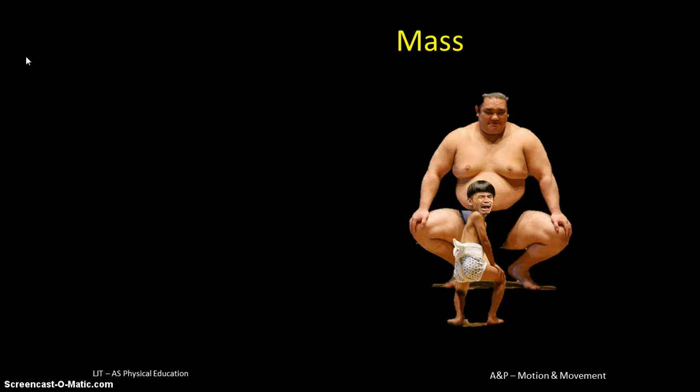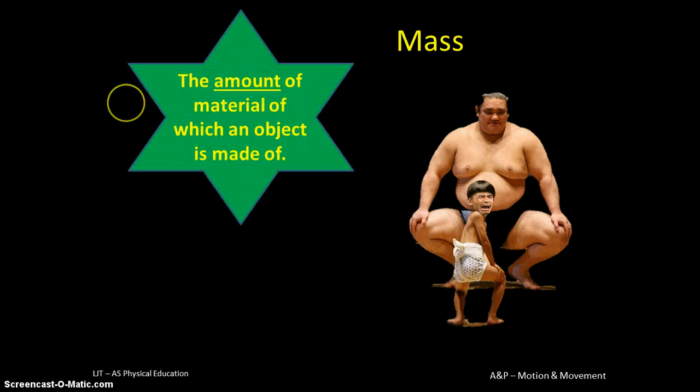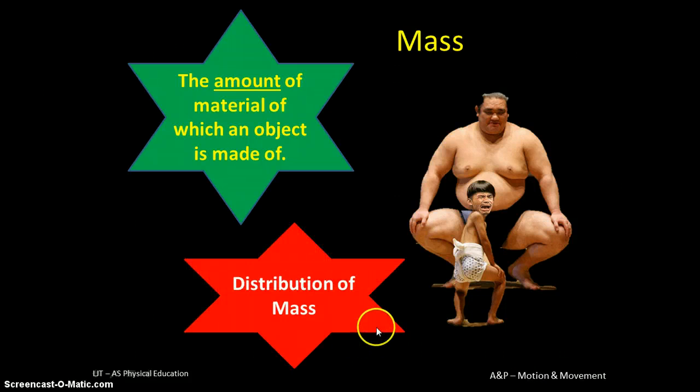So, mass. What is mass? It's defined as the amount of material of which an object is made of. So you can see from this picture here, these two athletes are of a large mass and a significantly smaller mass, and he looks quite traumatized by the idea of fighting him. It's not just the amount of mass that's important when we're looking at this, or the influence of the centre of mass. It's the distribution of mass, so where the mass is in an object or how it's spread.